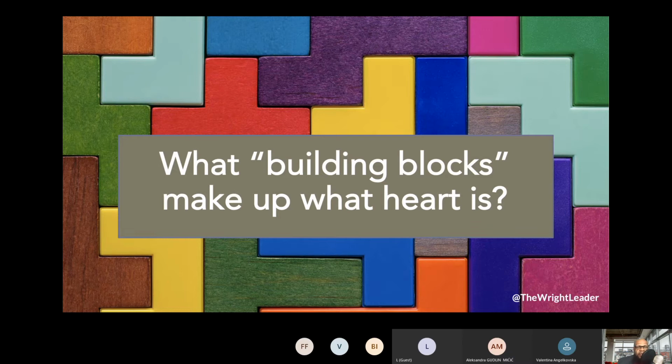that as I have shared this question in so many different places, I have had others share with me, you know what, Vernon, I think it's compassion. I think it's empathy. I think it's even being resilient. So many different things. It's being courageous. But those are just some of the building blocks.